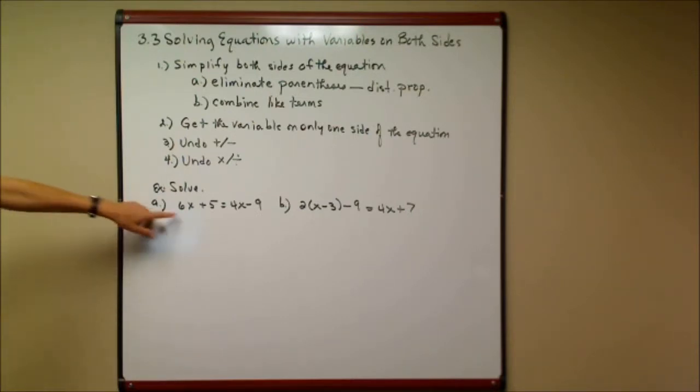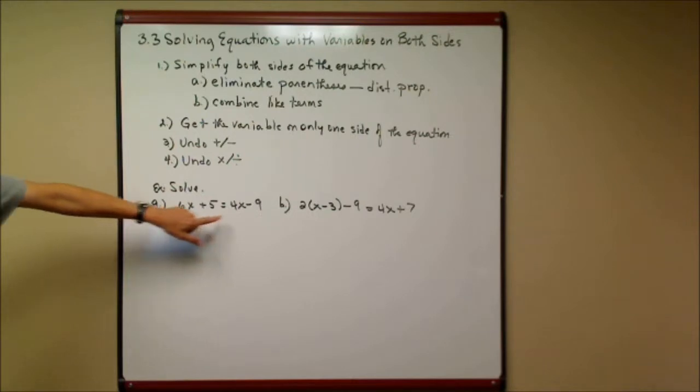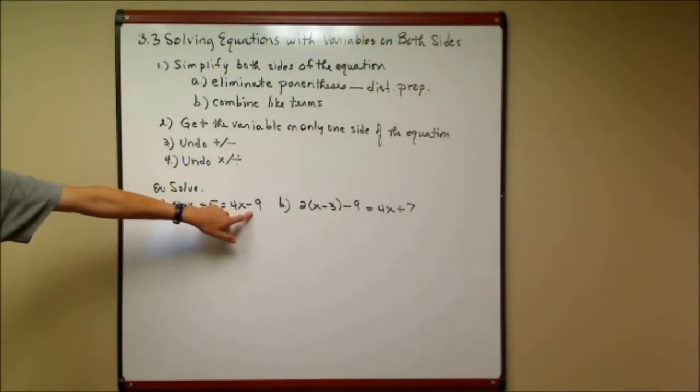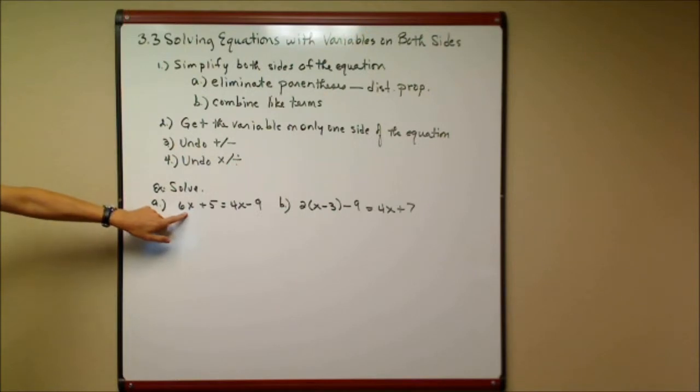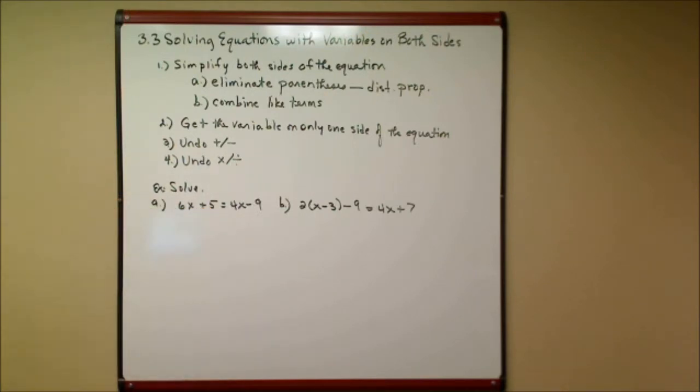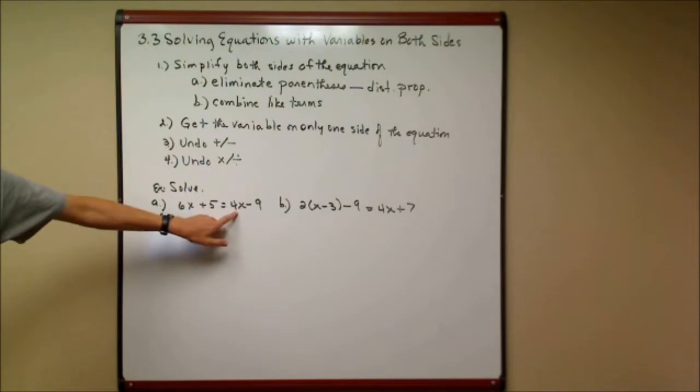In fact, the very first example here, there is no simplifying to do. The left side of the equation, 6x plus 5, doesn't have any parentheses nor like terms, and the right side of the equation, 4x minus 9, doesn't have any parentheses or like terms. But I have to do step 2 because the variable's on both sides of the equation. I have 6x on the left, I have 4x on the right. I either have to get rid of the 6x or I have to get rid of the 4x. And I usually take the one with the smaller coefficient. This has a coefficient of 6, this has a coefficient of 4.